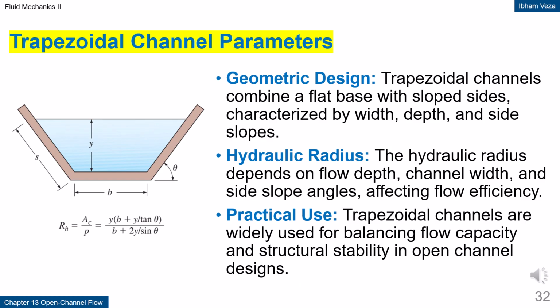Trapezoidal channel parameters. A trapezoidal channel is defined by the bottom width, flow depth, and side slopes. These parameters together determine the flow area and the wetted perimeter. The hydraulic radius then depends directly on this geometric combination. This shape is widely used because it is relatively easy to construct and structurally stable. In addition, it provides a good compromise between flow capacity and construction cost.